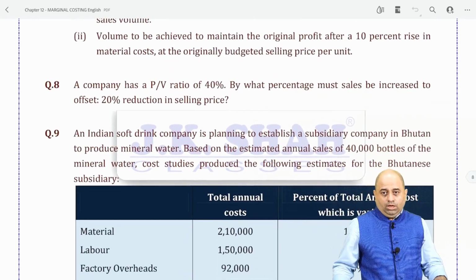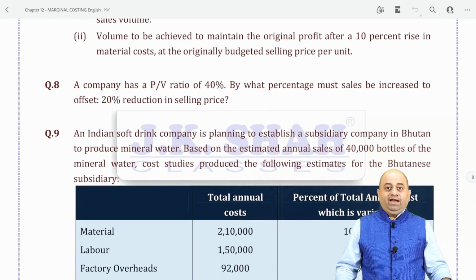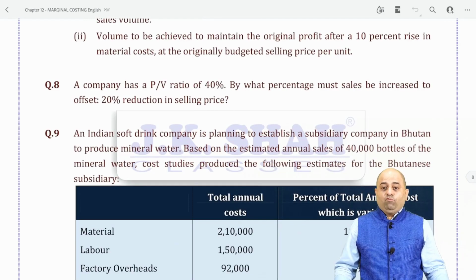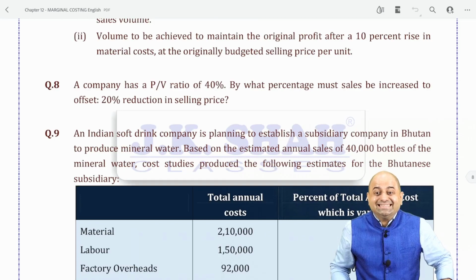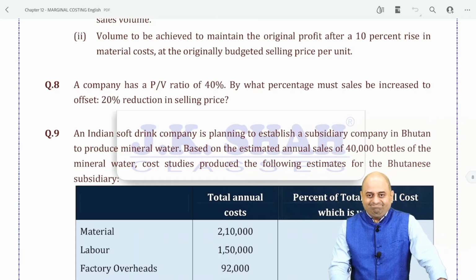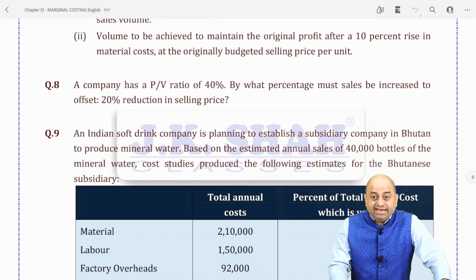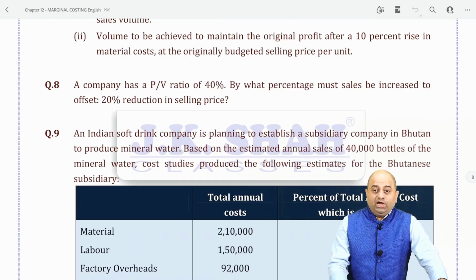Small question, very small in fact. Company has a PV ratio of 40%. By what percentage must sales be increased to offset a 20% reduction in selling price? The hidden part is to keep the contribution the same. Yes, that was the hidden part here. That was a point to be understood here.